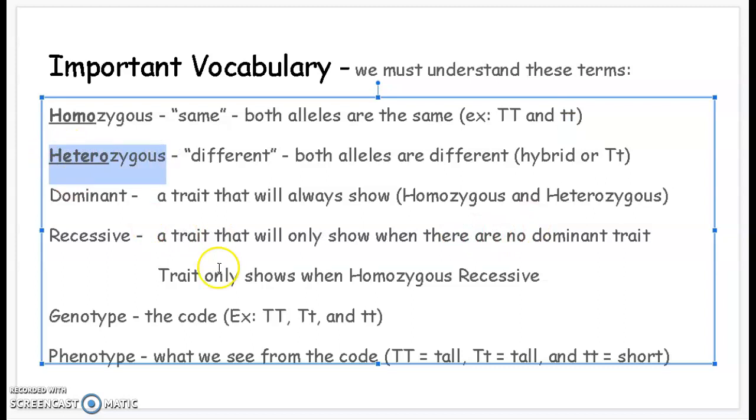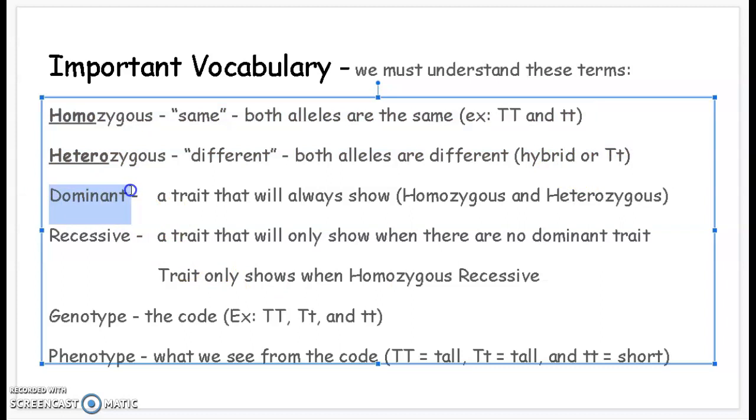Heterozygous. Hetero. The word hetero means different. Both alleles are different. And so this is the hybrid that I was talking about in previous lessons. The genotype is a mix. There's one dominant and one recessive. That is homozygous and heterozygous definitions.